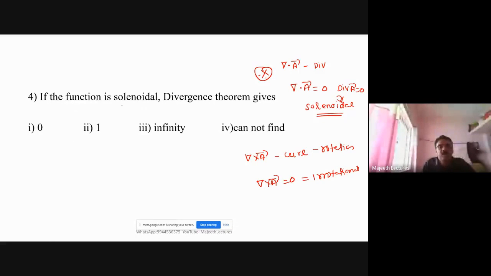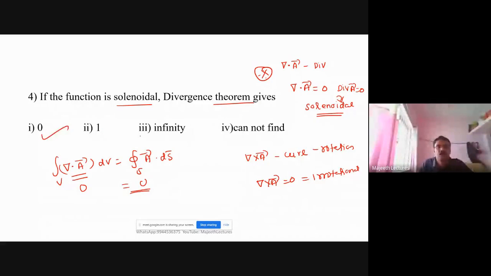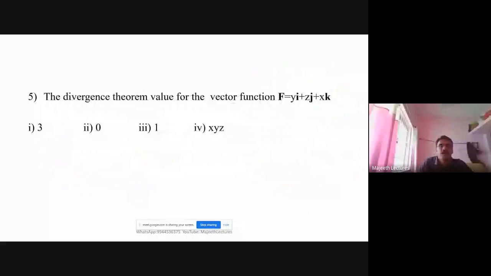What is the question? If the function is solenoidal, what is the output of divergence theorem? What is divergence theorem? Del dot A dV, that is volume integral. This is closed surface A dot dS. Here you see the function is solenoidal. Solenoidal means what? Del dot A is equal to 0. Left hand side is 0 means right hand side is also 0 as per the divergence theorem. So answer is 0. That's very important. So once you know the meaning of this, you can solve the problem. Next, the divergence theorem value for the vector function. Here they ask what is the divergence theorem value.